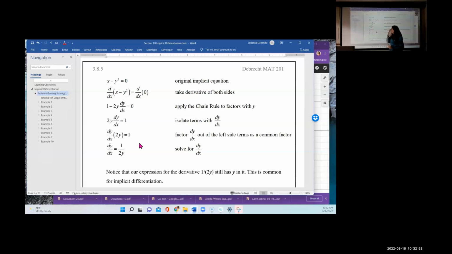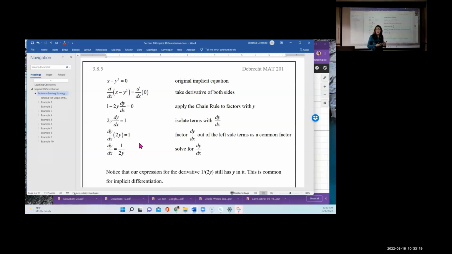The next thing we want to do is factor out the dy/dx, only the dy/dx. We are not interested in taking out a greatest common factor. We're trying to isolate dy/dx by itself. So we take that out and then we divide by whatever its coefficient is, in this case 2y. So this gives me dy/dx equals 1 over 2y.